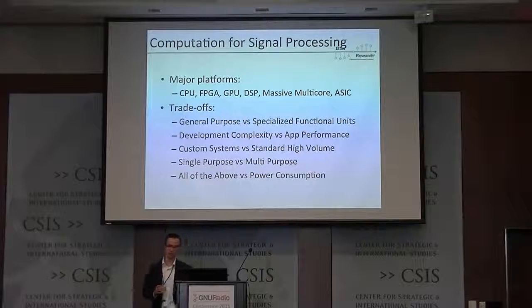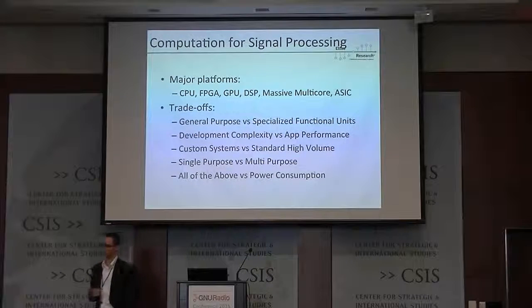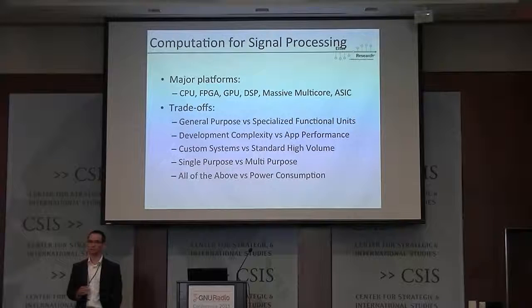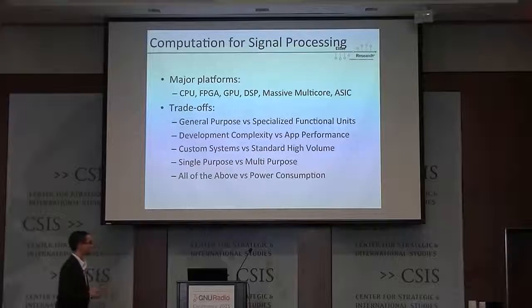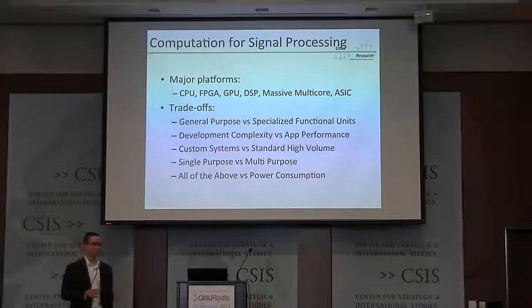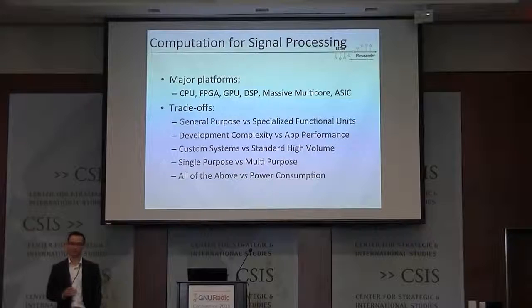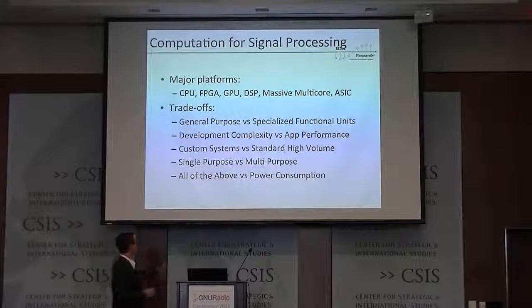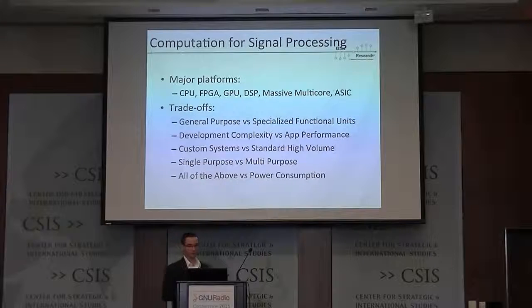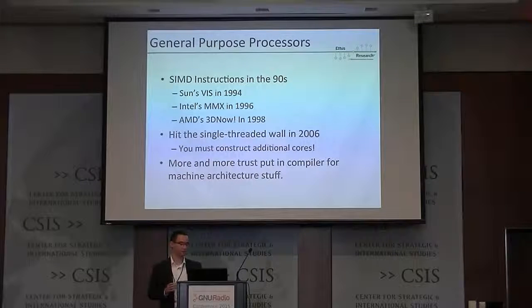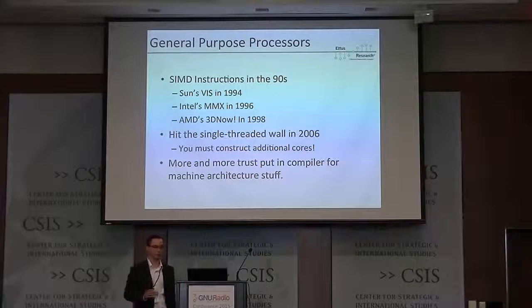And then finally, all of the above versus power consumption. The absolute best you're ever going to do in power consumption is a highly specialized ASIC. It does one thing, it's what you need it to do, and it does it very well. You have low power consumption, but going back up through the trade-offs, you have high development complexity, it's a very custom system, and it's very single purpose. So I'm going to go through each of these and talk about each a little bit. So, general purpose processors.